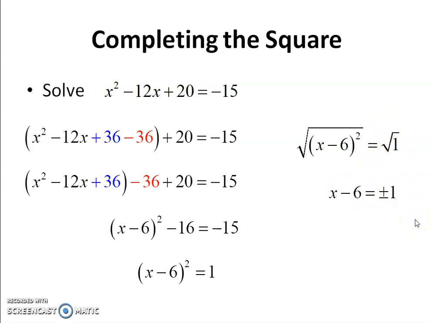Because the square root of 1 could be 1, it could also be negative 1. And finally, to isolate the x, I'll add 6 to both sides. That plus minus 1 means that there are 2 possibilities. Either I would do 6 minus 1 or 6 plus 1. The order doesn't really matter. I just did them to get the answers in numerical order. 6 minus 1 is 5, and 6 plus 1 is 7. Those are my 2 answers. And if I plugged either one back into the original, 5 squared minus 12 times 5 plus 20 is equal to negative 15. And 7 squared minus 12 times 7 plus 20 is also equal to negative 15. Both of those work, and it's not a bad idea to check.